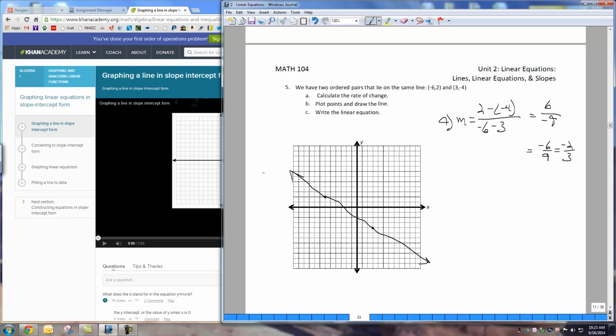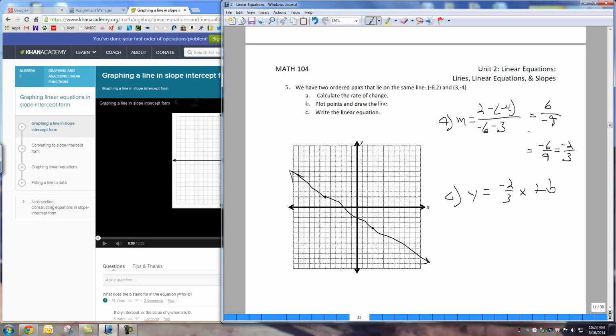So there's the line. Here's our slope. As of right now, this is what I have: y equals negative 2/3 x plus b. But I don't know what b is. I can look at this graph and maybe estimate it at negative 2, but look how squiggly my line is, so you can't verify that.